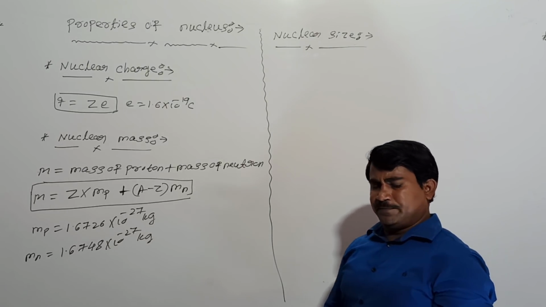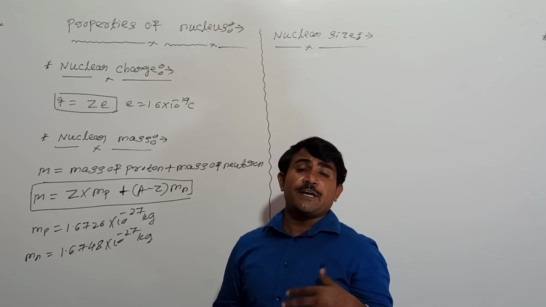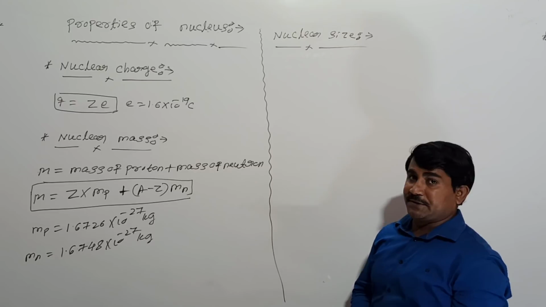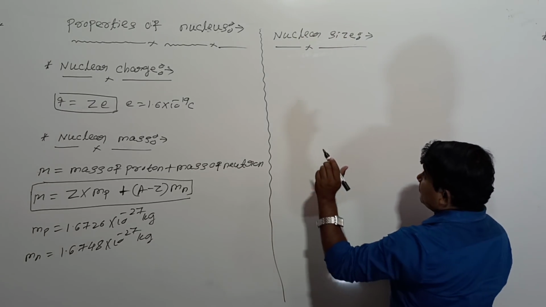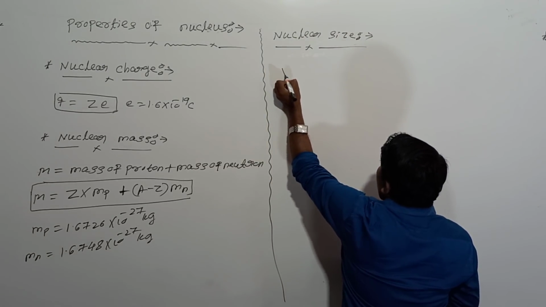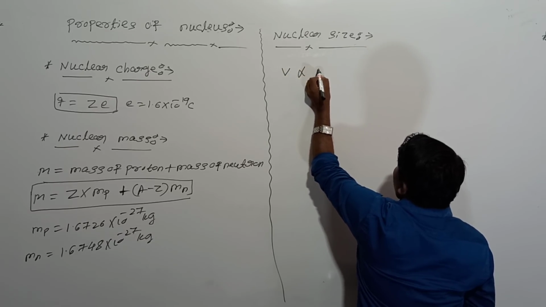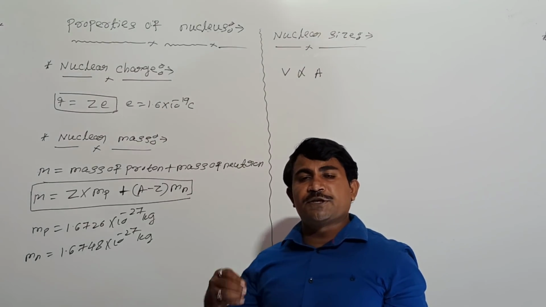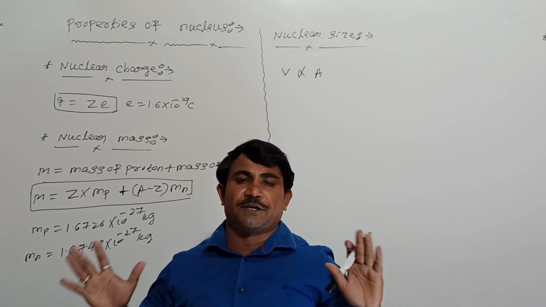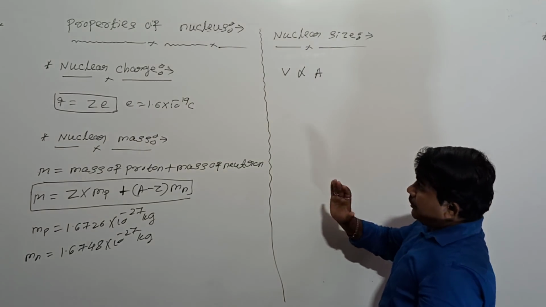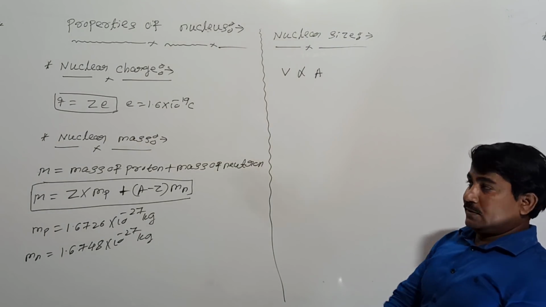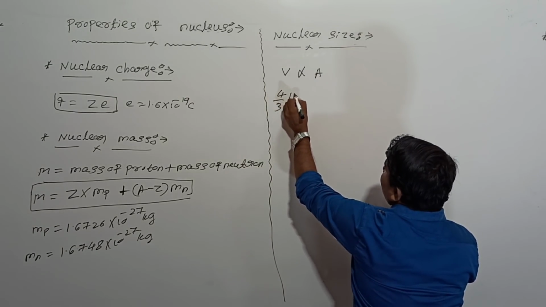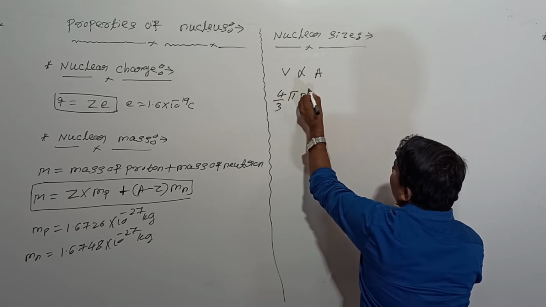Experimentally it is clear that if the number of protons and neutrons is increased, then the volume of the nucleus is increased. Experimentally it is found that the volume of the nucleus is directly proportional to mass number. I mean, as many protons and neutrons are added inside the nucleus, that much the volume increases. Right? And the nucleus is assumed to be spherical. Volume of a sphere, how much? That is 4 by 3 pi r cubed.